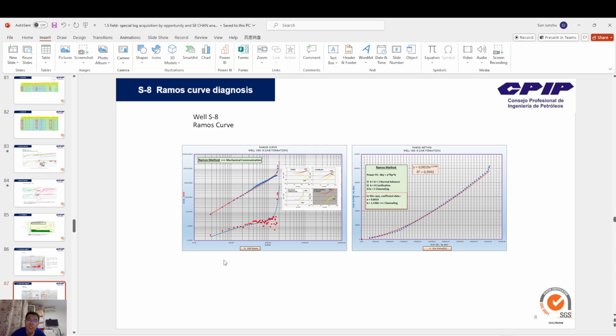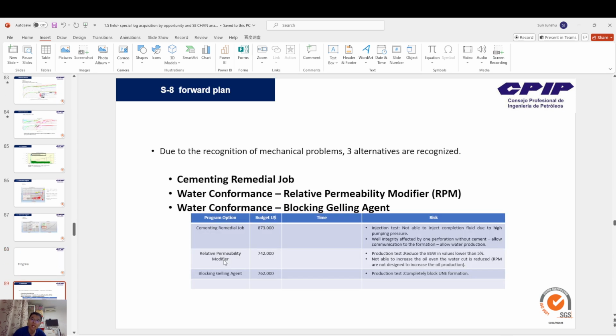It also shows the mechanical failure. Programmer. Forward plan. Due to the recognition of the mechanical problem, 3 alternatives are recognized.